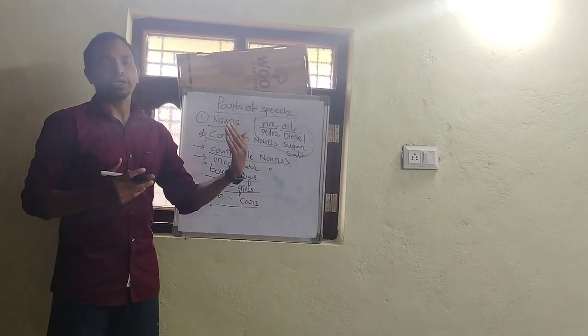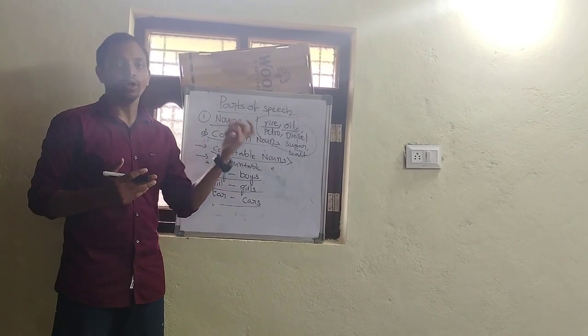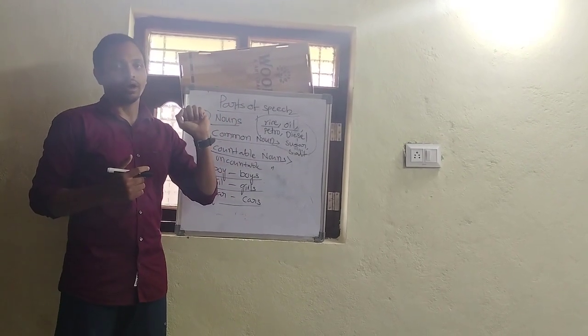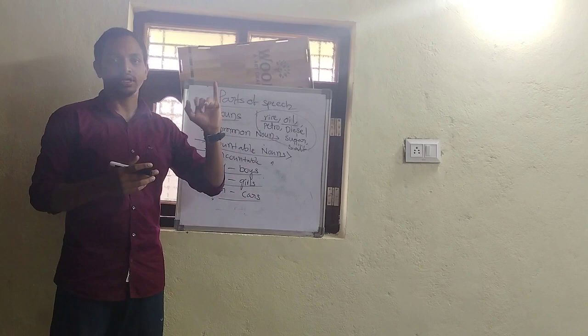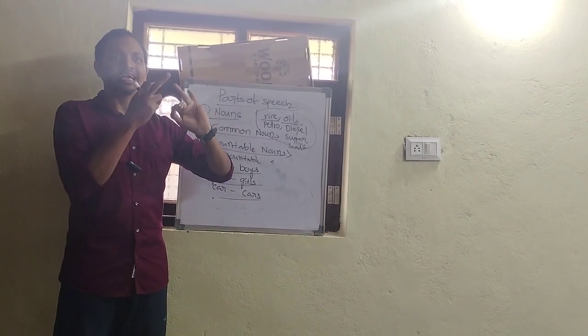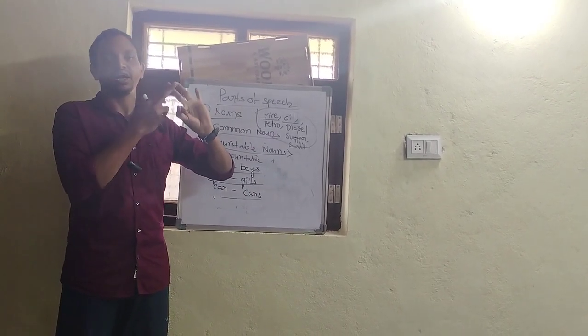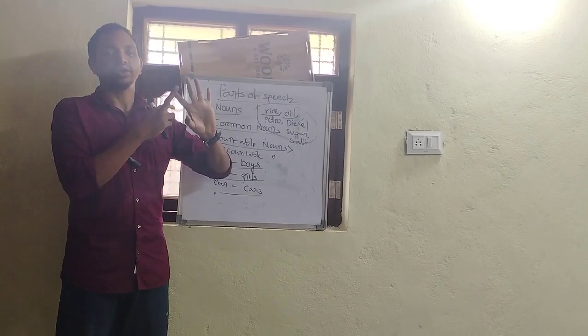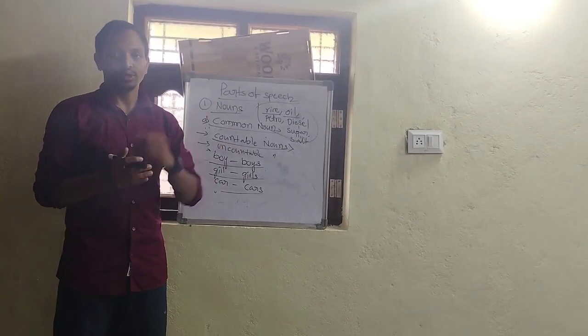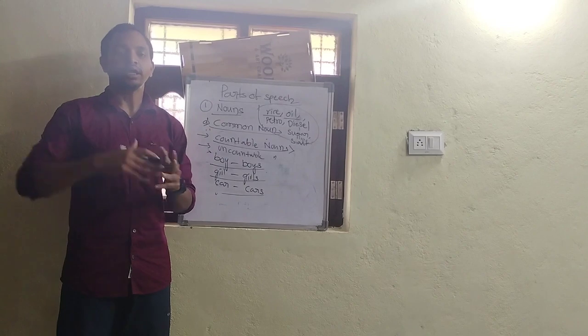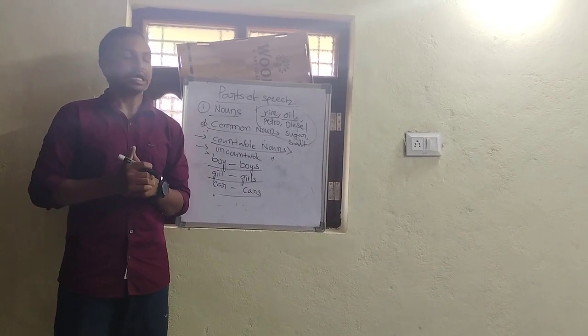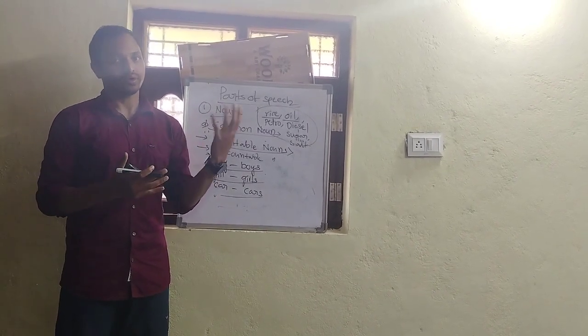And in the next video, I will tell that in the common noun, there are four types of nouns. One is abstract noun, second is concrete noun, third is material noun, and the fourth is collective noun. So these four types of nouns are there. In the next video, we are going to learn these four types of nouns in a clear way.